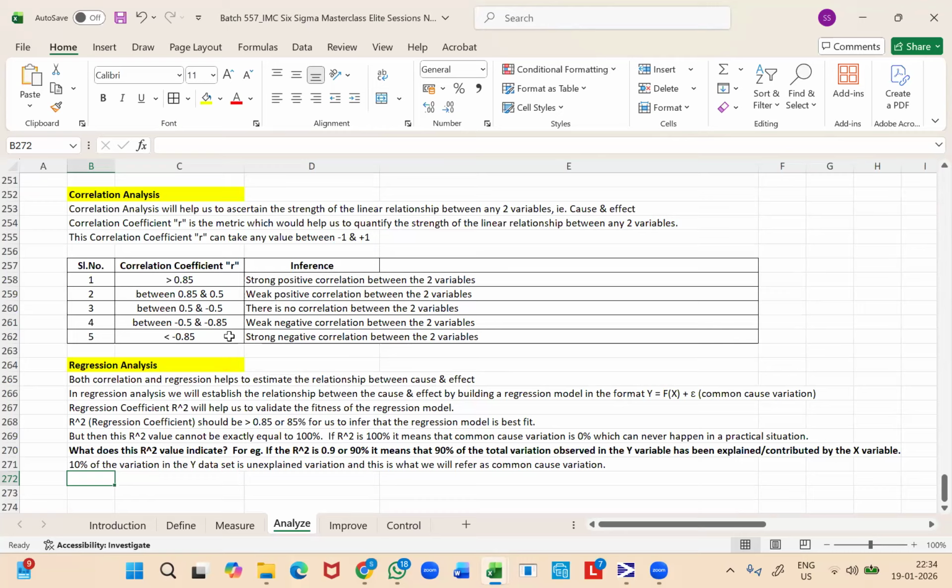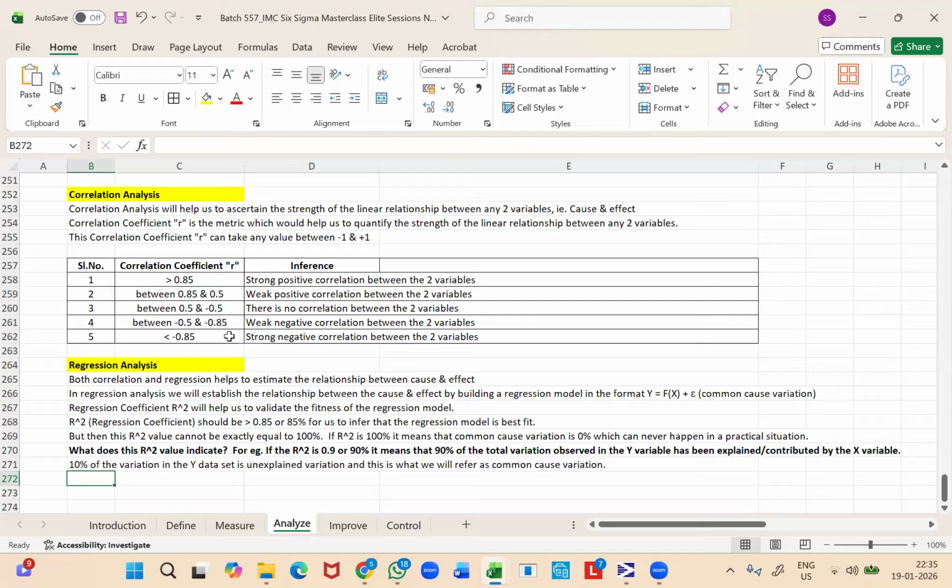Then if you want to objectively measure the strength of the linear relationship between any two variables, we need to perform correlation analysis. In a correlation analysis, we derive a metric called correlation coefficient denoted by small r, and small r can take any value between -1 and +1. If small r is greater than plus 0.85, we need to infer that there is a strong positive correlation existing between the two variables. If it is between plus 0.5 and plus 0.85, we need to infer that there is a weak positive correlation existing between the two variables.